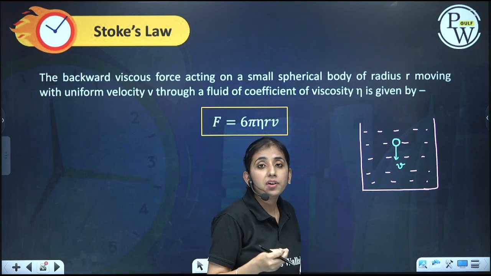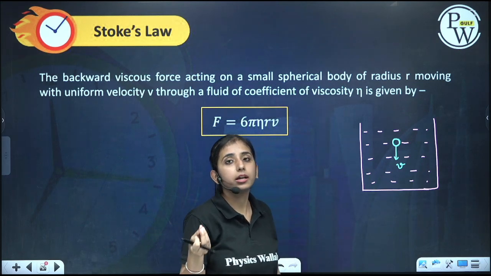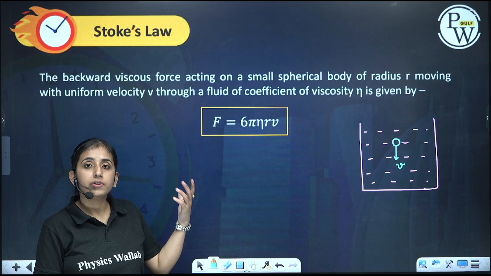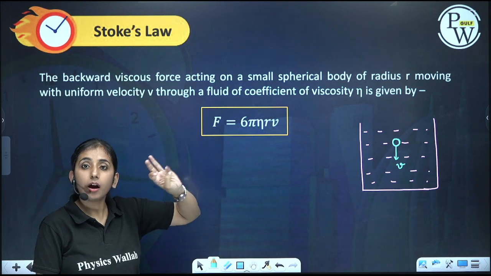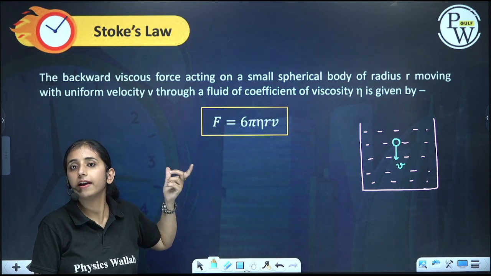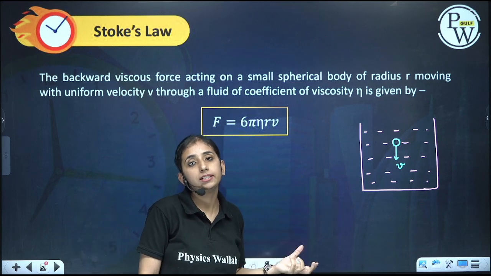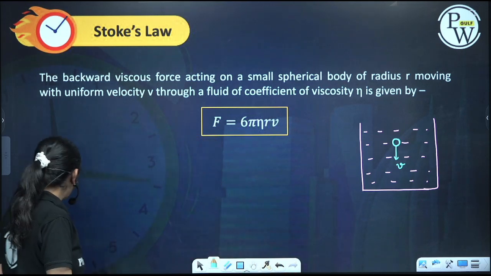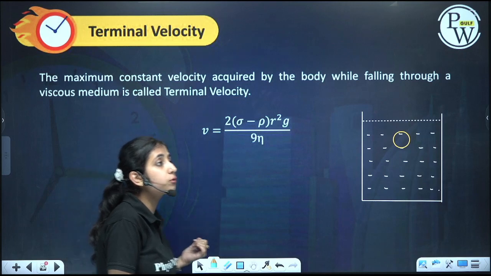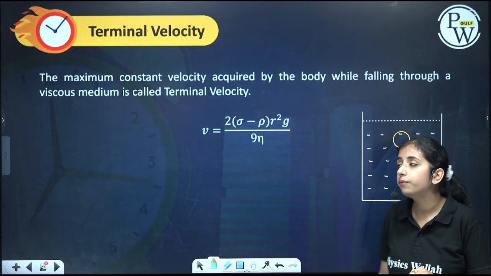Now we can derive this law using dimensional analysis, by checking that viscous drag depends on eta, r and v. F = 6 pi eta rv. This is Stokes' law. Now the application of Stokes' law comes as terminal velocity.